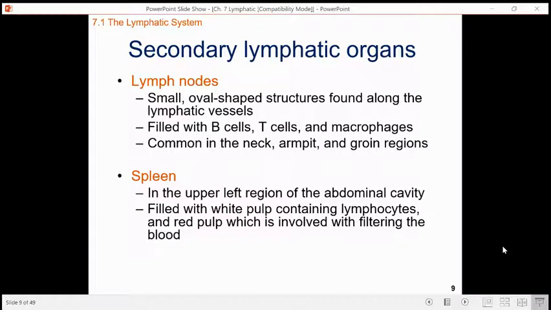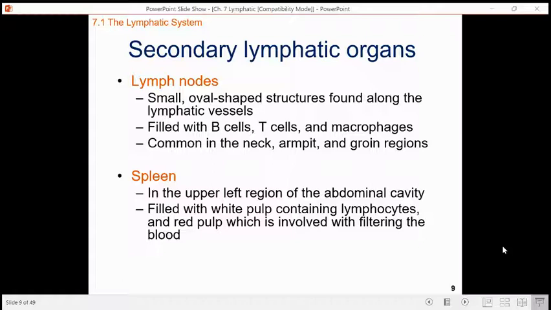When we deal with the secondary lymphatic organs, we're looking at the lymph nodes. These are small oval-shaped structures found along the lymphatic vessels. They're just chock full of B cells, T cells, and macrophages. So if you remember back to talking about the white blood cells, these are part of your defense system. They're very common in the neck, the armpit, and the groin regions. So if you have an active infection, these become much, much larger. And this is why you can become tender in those areas.